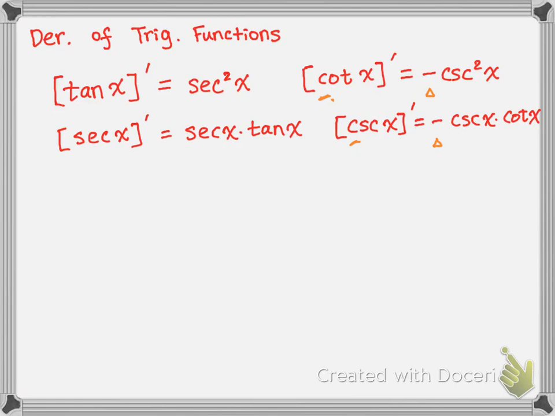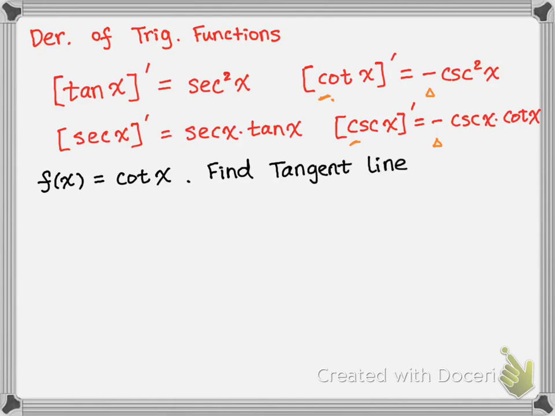And we can take a look at an application. So let's say you have a function f of x equal cotangent of x, and we want to find the tangent line at x equal pi over 4. So in order to find a tangent line, we need the point and we need the slope.